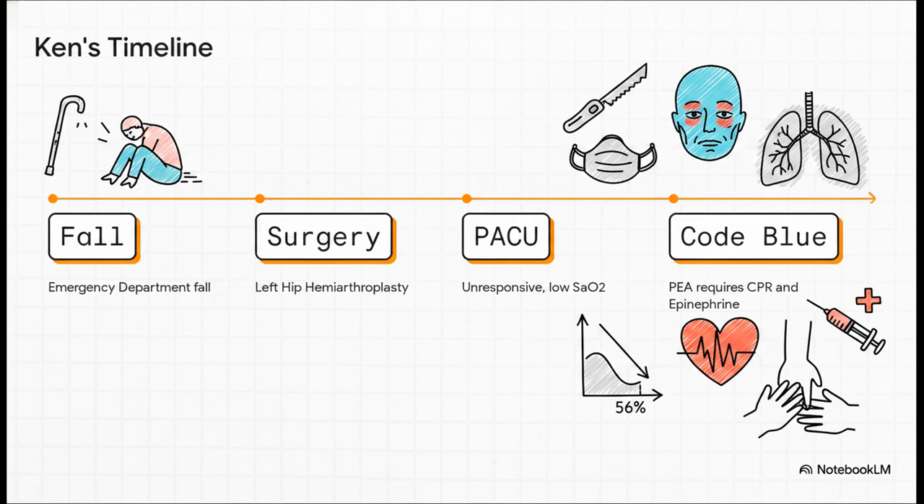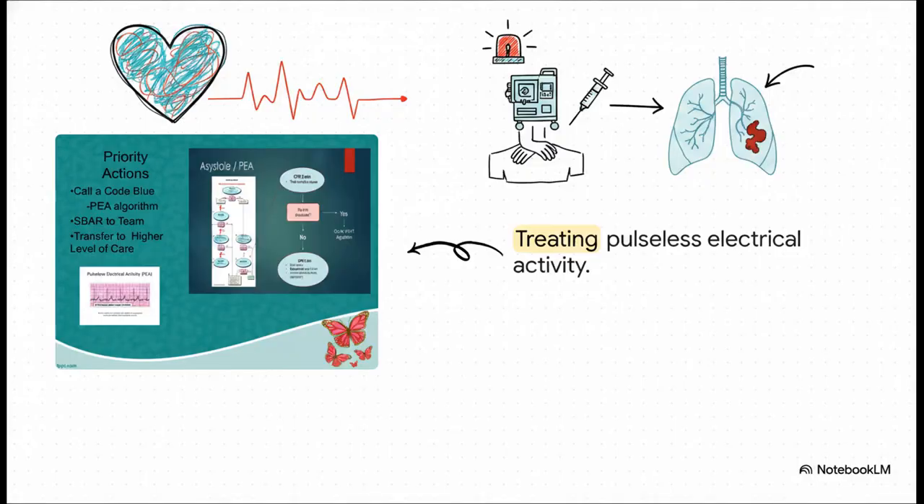When he arrived in the PACU, he was completely unresponsive. His skin had taken on this terrifying reddish-blue hue, his breathing was dangerously slow and shallow, and his oxygen saturation plummeted to a staggering 56% on room air. Even with rapid oxygenation attempts, we couldn't get him above 60%. His baseline had completely fallen off a cliff, from a stable post-op patient to someone on the absolute brink of respiratory collapse. And things escalated fast.